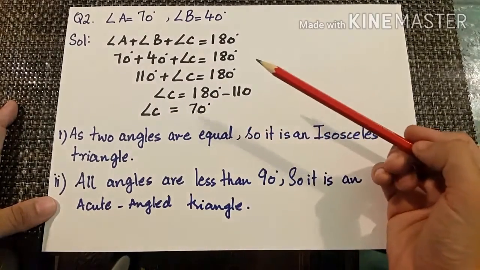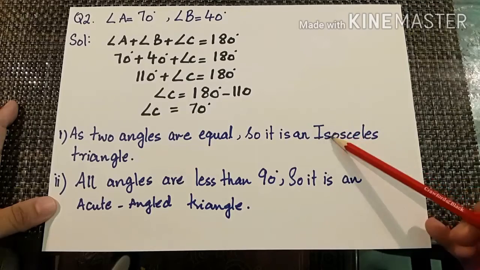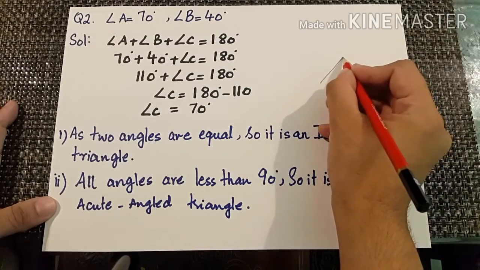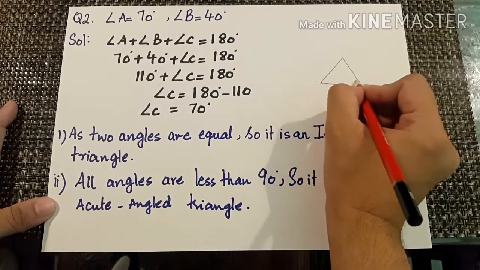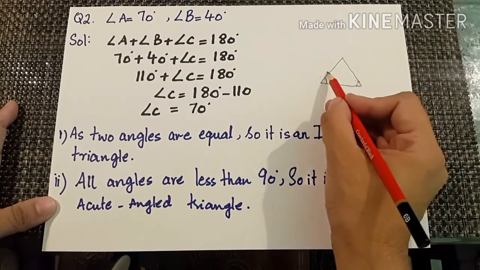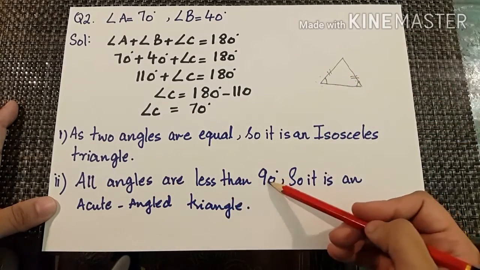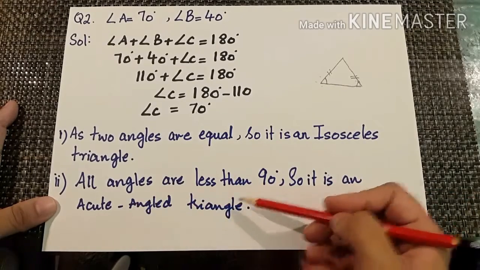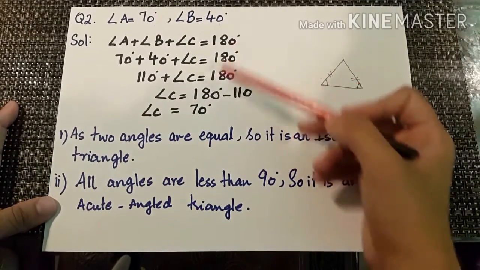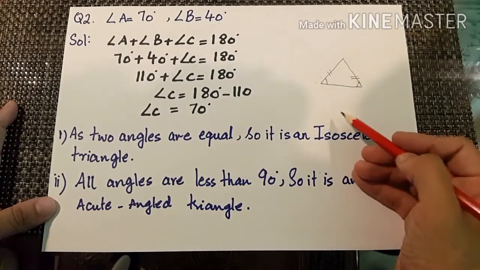Now you can see that two angles are equal, so it is an isosceles triangle, because in an isosceles triangle the two angles, or the base angles, are equal. So this is an isosceles triangle, and all angles are less than 90 degrees, so it is an acute angled triangle, because angle A is 70, which is less than 90, angle B is 40 and angle C is 70. So we can say that it is an acute angled triangle.